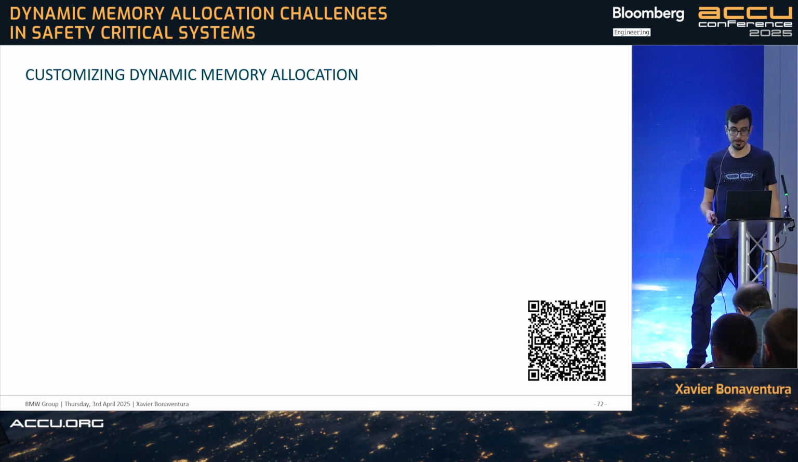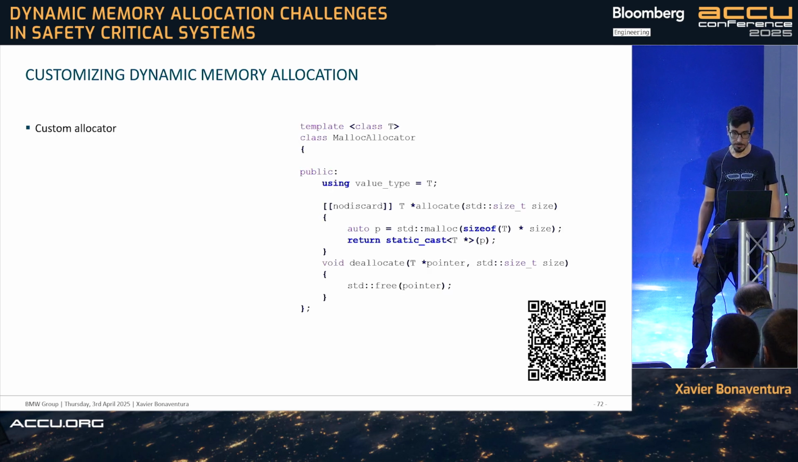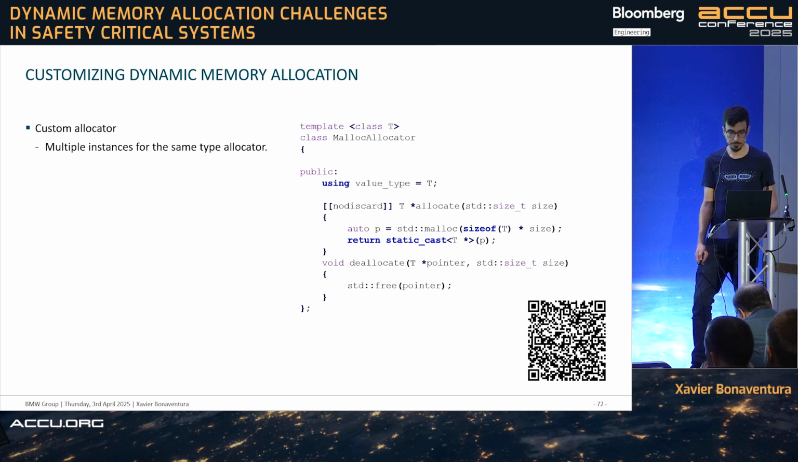Okay, next way, we have custom allocators. How it works is you just define your own class. The minimum that you have to provide is the value type. Then you have to provide an implementation of allocate and an implementation of deallocate. This is templated.